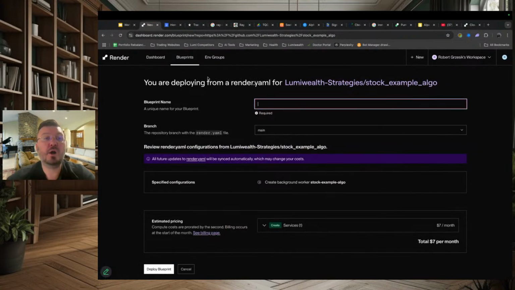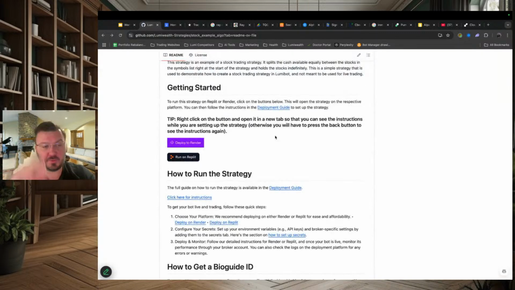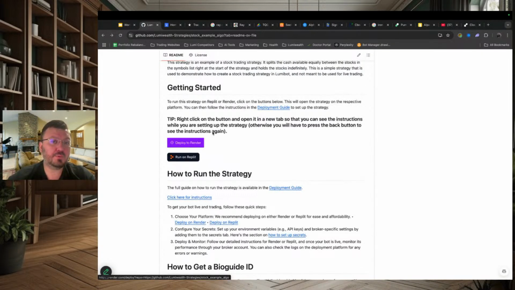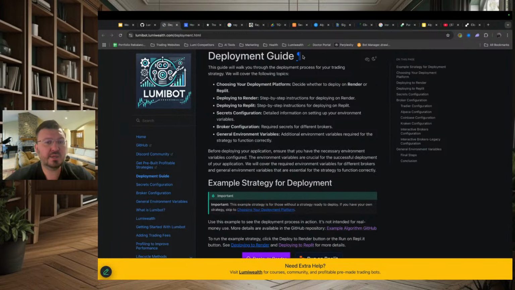Okay. Oh, and by the way, really quick little side note. Before you even click on that deploy to Render button, we do have a deployment guide. So if you want to see basically what I'm going through right now, but you prefer reading as opposed to watching it, then you can click on the deployment guide and you'll see it's kind of like this. You can scroll through here.